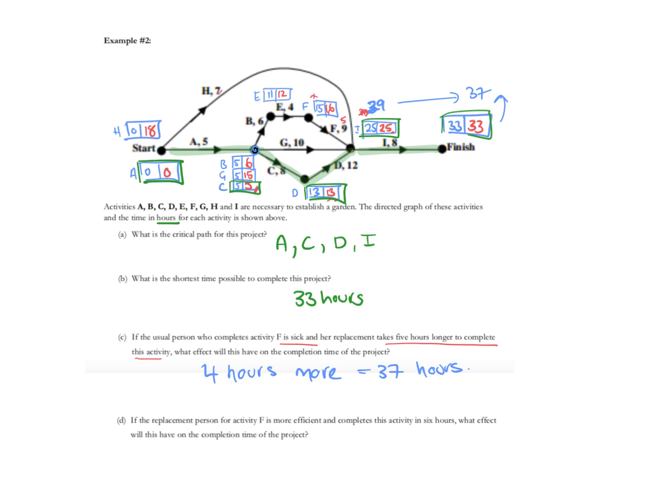Okay, and then if the replacement person at activity F is more efficient and completes the activity in 6 hours, so instead of the person normally taking 9, this person's more efficient and will take 6. What effect will it have on the project? It won't have any effect, will it? Because it's not on the critical path and it's gone smaller. So that one will have no effect because it does not affect the critical path.